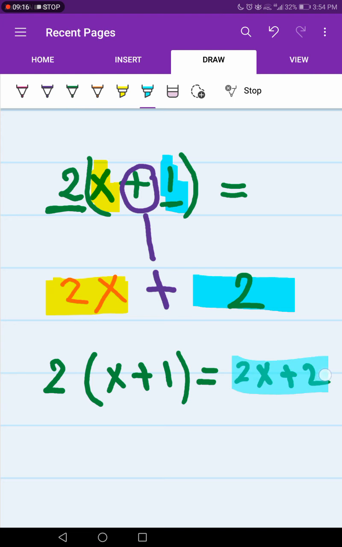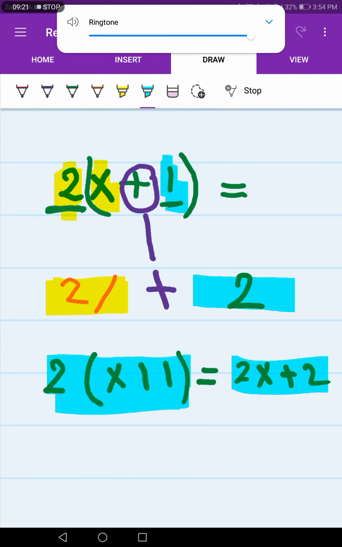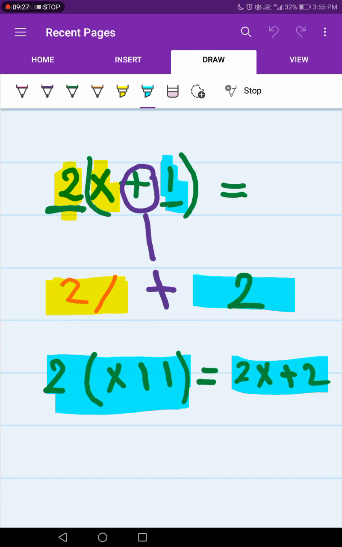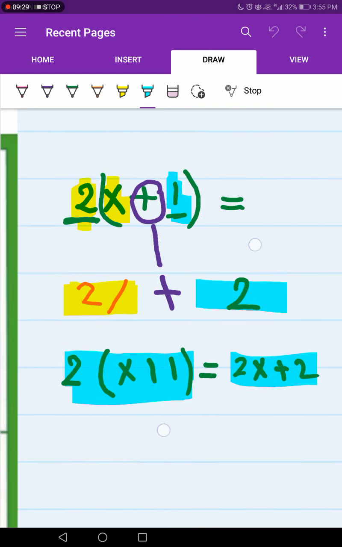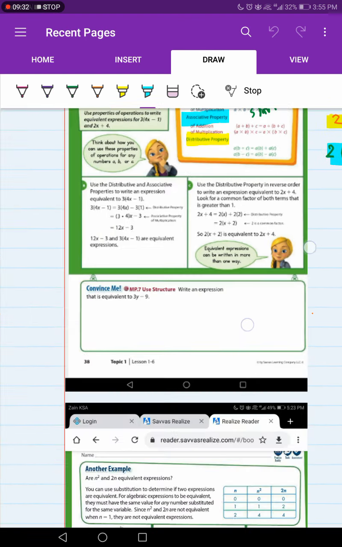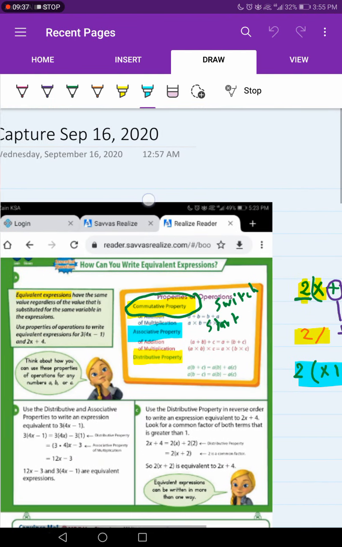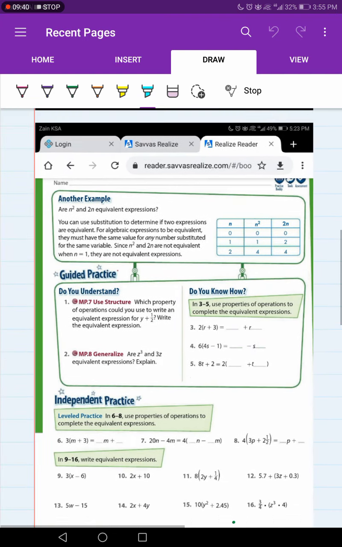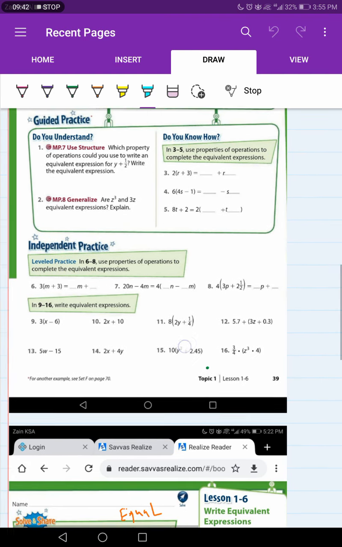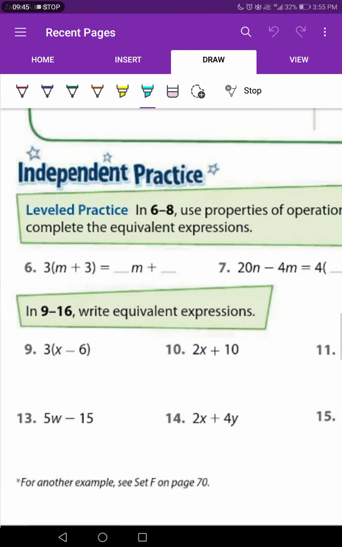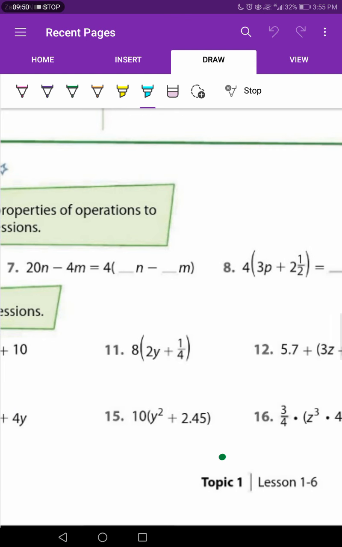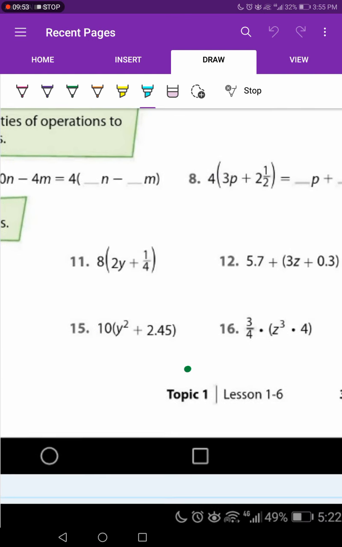This expression equals this expression, but each one has its own form. Now let us take another example. From where? From homework. If I have a homework page, I can take from this one here, number 9, or number 11.